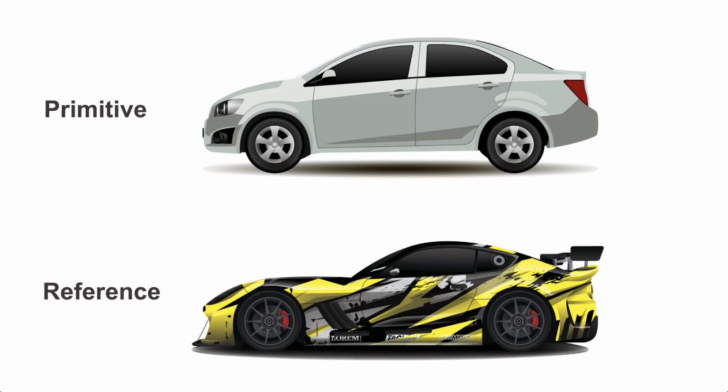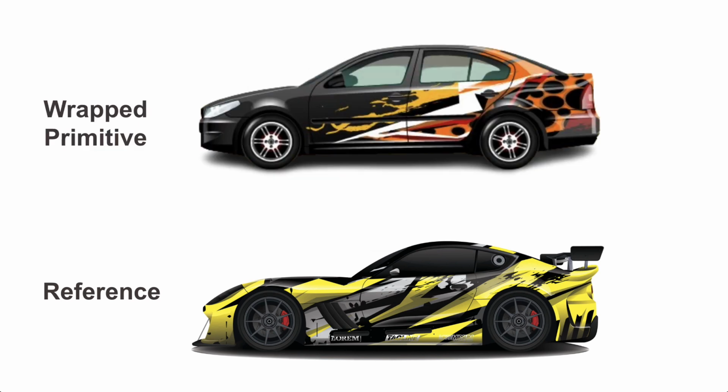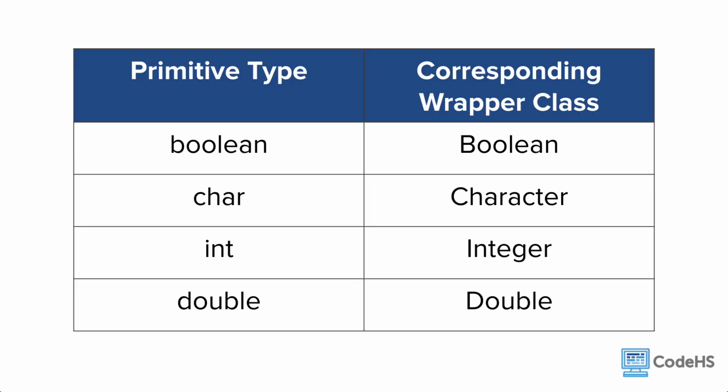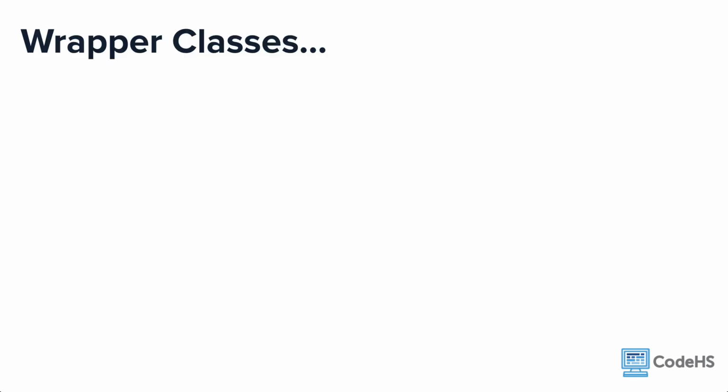So, if a primitive type is a standard sedan and a reference type is a race car, the wrapper class is the wrap that transforms the primitive so that it can pass as a reference type. This table shows how each primitive type has a corresponding wrapper class. Notice how the primitive types are lowercase, and the wrapper classes are capitalized. In this course, you will only study the integer and double wrapper classes, but it's good to be aware of the others. Wrapper classes are helpful for a variety of reasons.